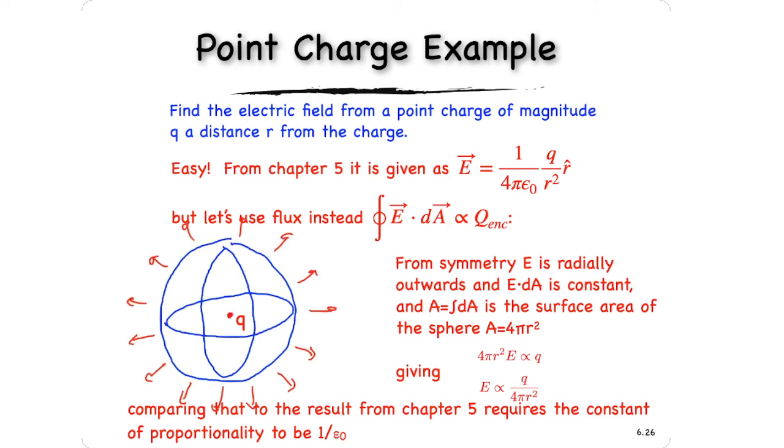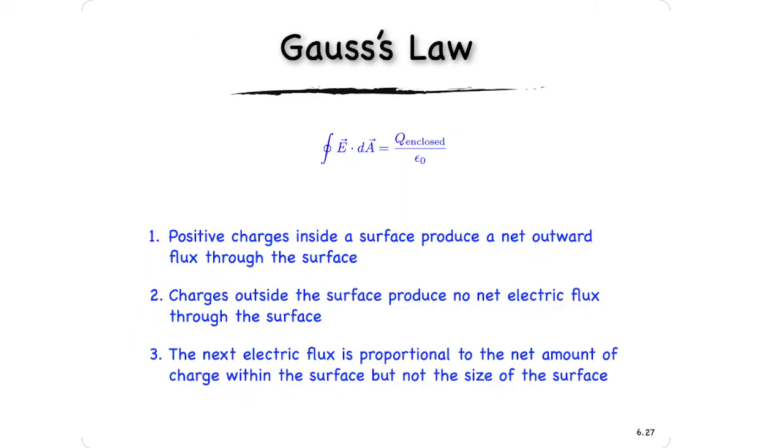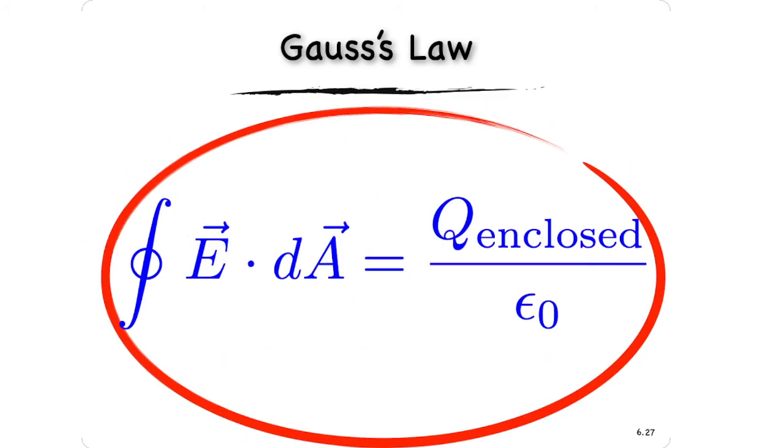And what that lets us do is write this expression out completely, no longer just as a proportionality, but as a complete expression. And it's really important: this is one of the four most important equations of electricity and magnetism. It's called Gauss's law for electricity. We will later have a Gauss's law for magnetism.